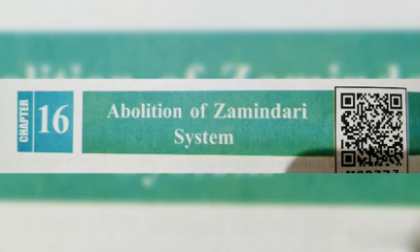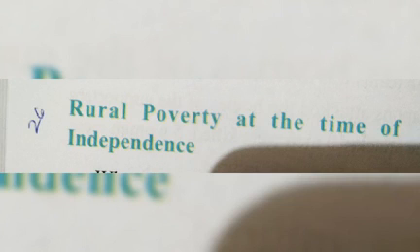Hello students. In the previous class we finished the 15th chapter, Law and Justice, a case study. We have finished all the topics in that. Now today we are going to discuss your 16th chapter, the abolition of the zamindari system. Here is the topic: rural poverty at the time of independence.